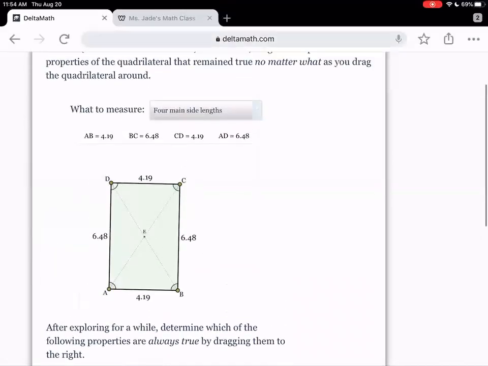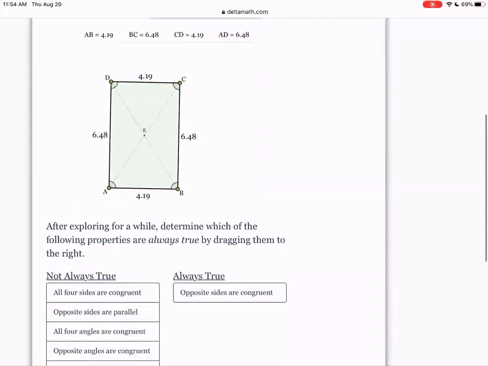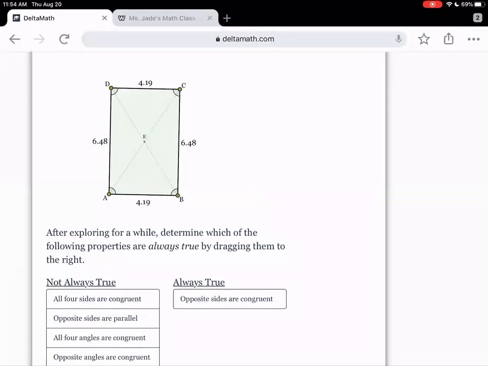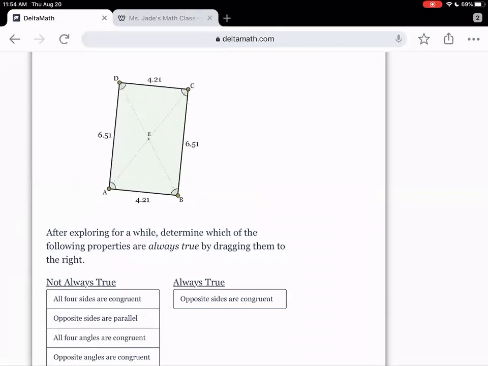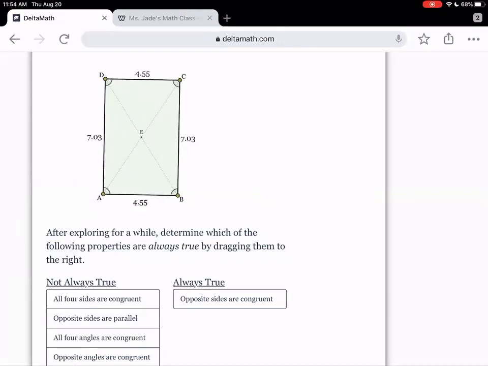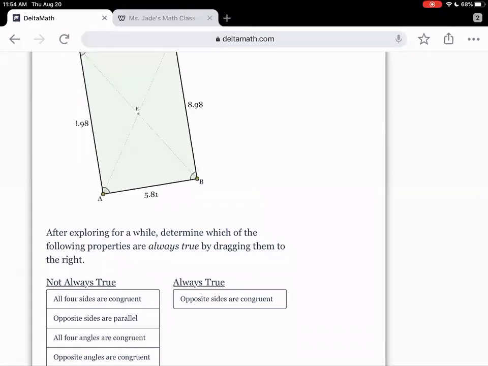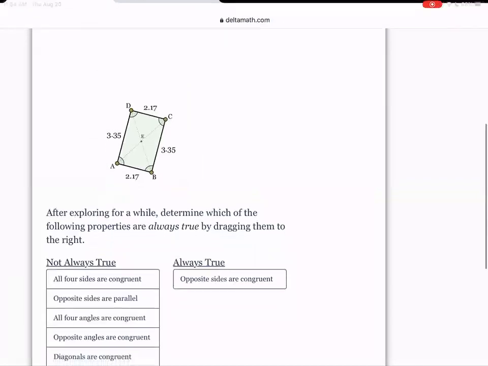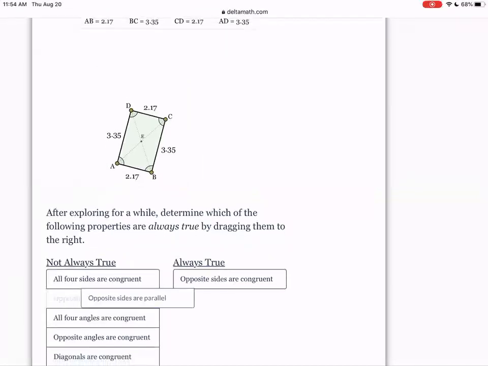Okay. We're going to do that again for opposite sides are parallel. Remember, parallel means they're never going to touch each other. So let's see. The top and bottom, are they parallel, even if I drag it a bunch? Yep, top and bottom are parallel. What about left and right? Are they parallel? Yes. Then I'm going to take that bit and drag it over here.